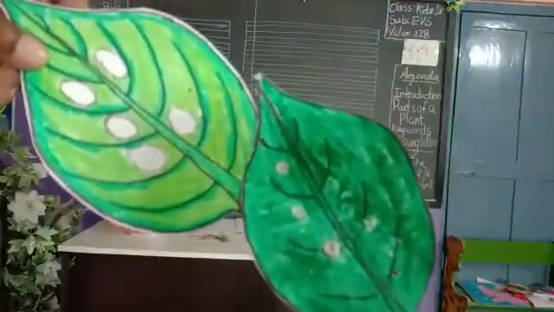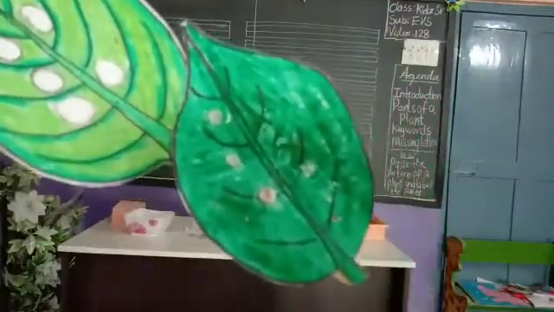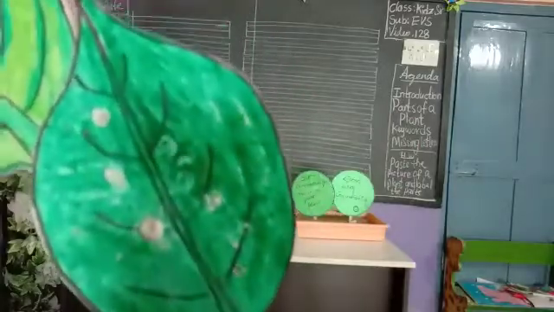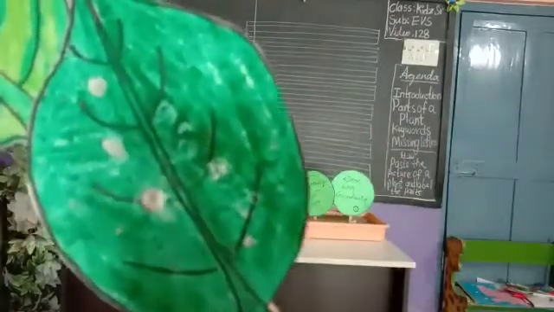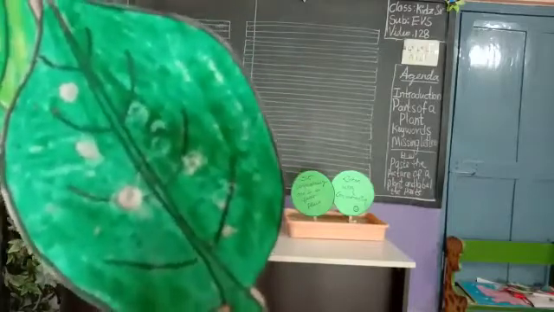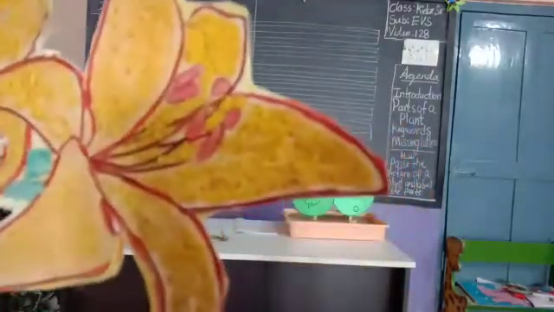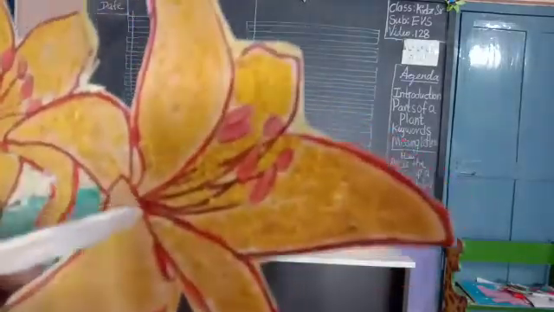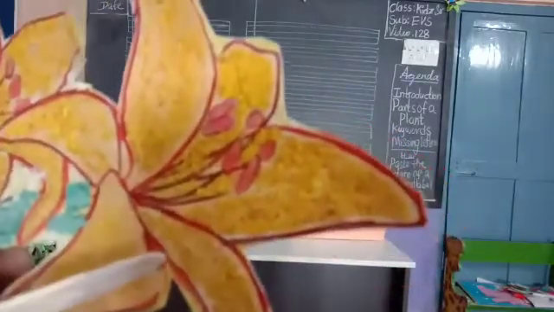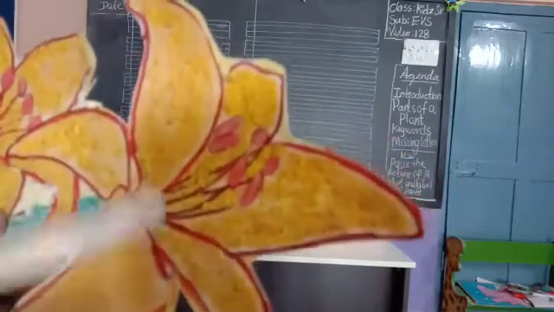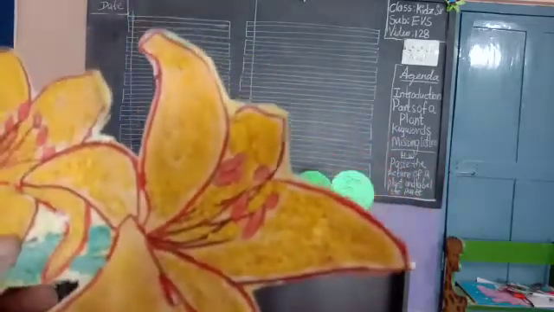It's a leaf. It's a leaf of a plant. It is the part of a plant. Very good. Now, what is this, children? Can you tell me what this is? Yes, it is the flower. It is a flower, part of a plant. Very good.